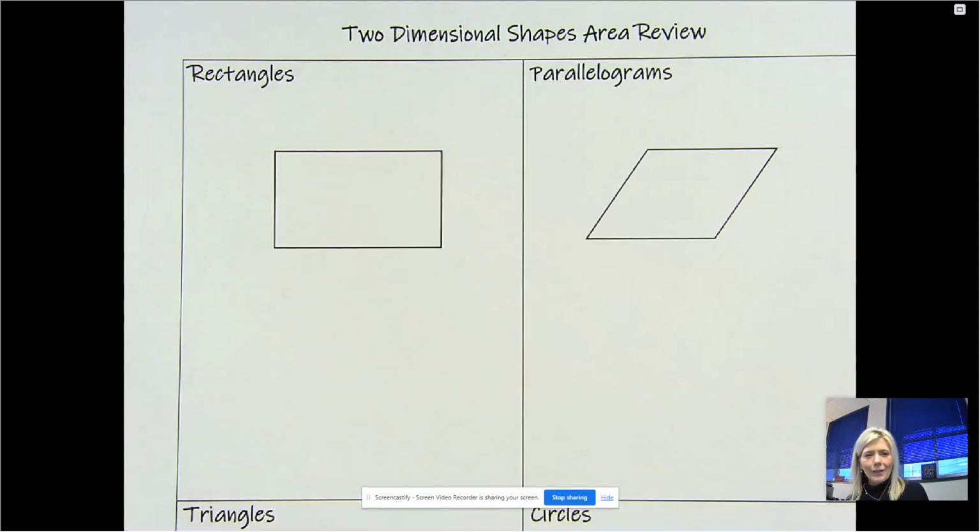Hey, it's Miss Marat here with a little review on finding area of two-dimensional shapes. So we're going to be using these areas later in the unit, so it's important that you review how to find those areas and then just practice using the formulas for them.